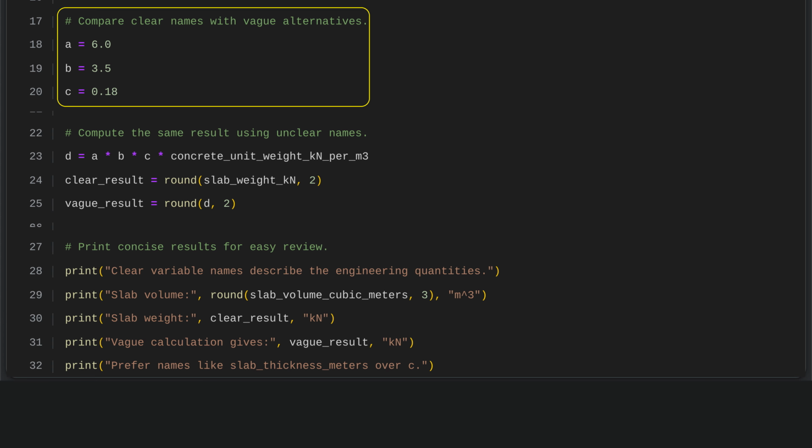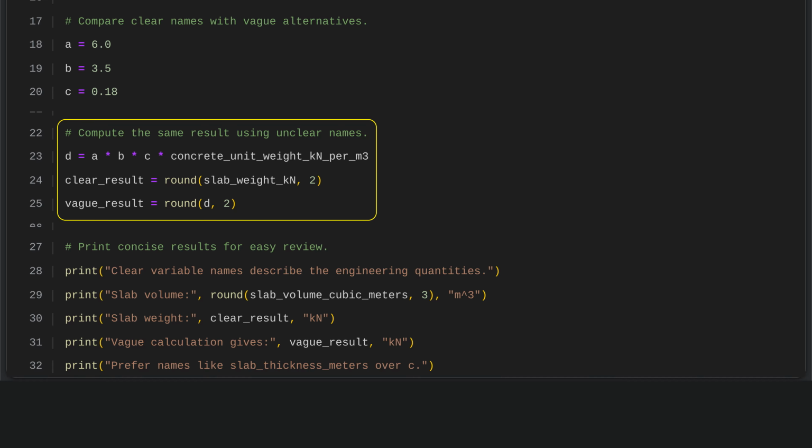This example uses vague variable names to show why clear naming matters in code. The values represent a beam span of 6 meters, a slab width of 3.5 meters, and a slab thickness of 0.18 meters. Because the names give no context, it's harder to understand what the numbers mean.